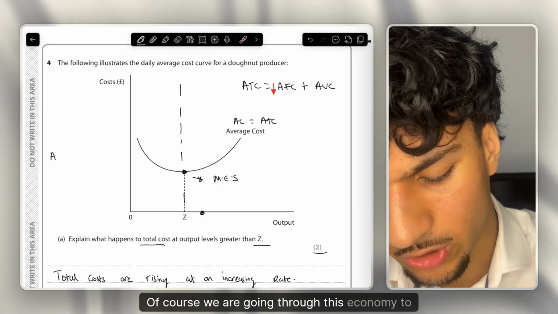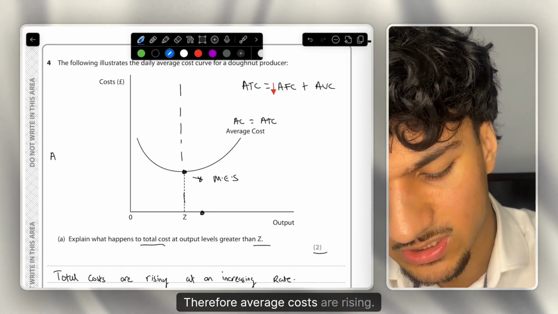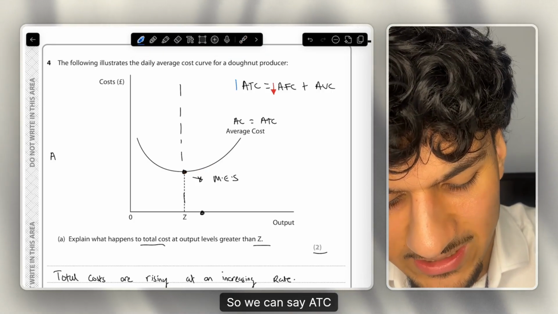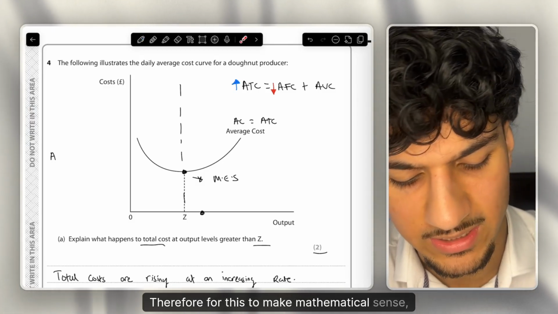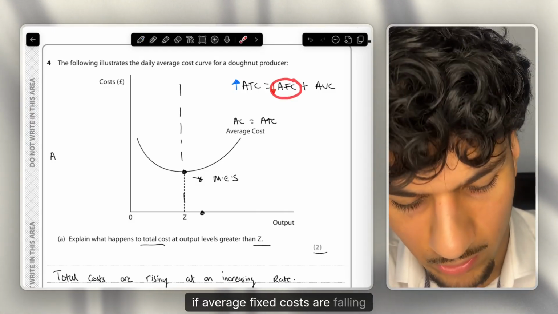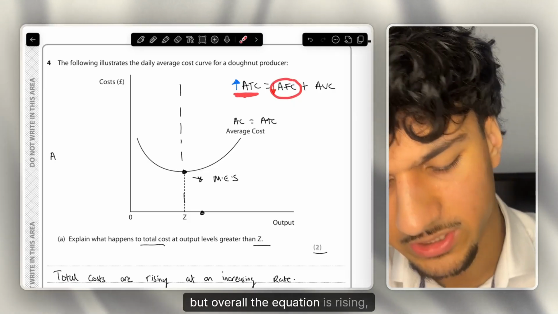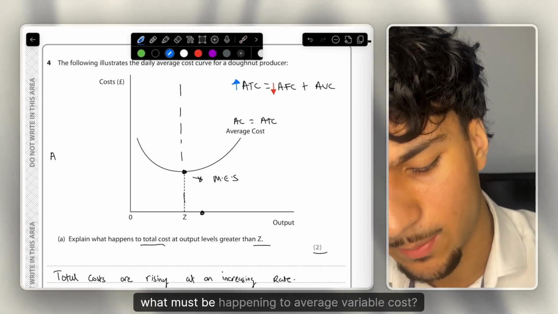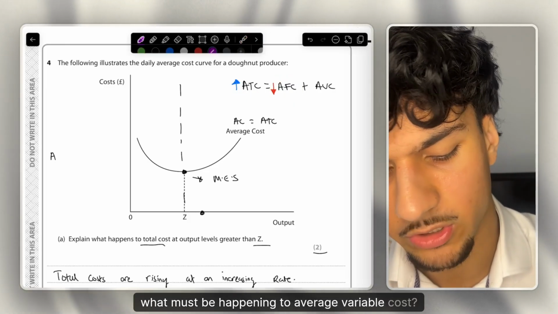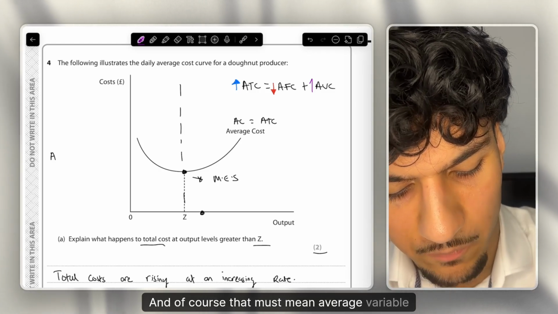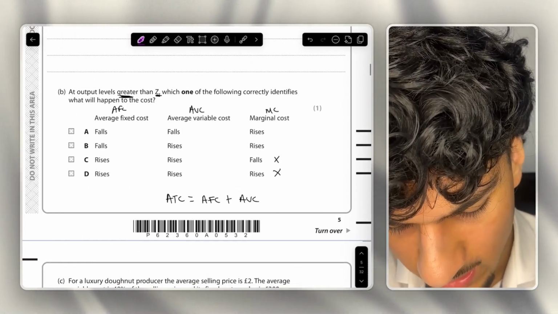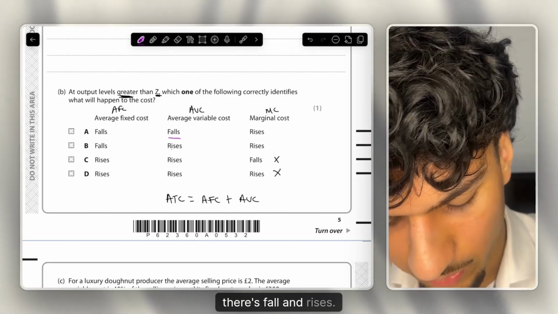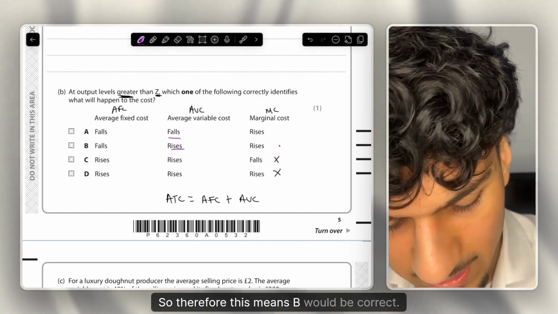Of course, we are going through diseconomies of scale, therefore average costs are rising. So we can say ATC is overall rising. Therefore, for this to make mathematical sense, if average fixed costs are falling, but overall the equation is rising, what must be happening to average variable costs? And of course, that must mean average variable costs are rising. Thus, let's have a look at this equation. Average variable costs, there's falls and rises, so therefore this means B would be correct.